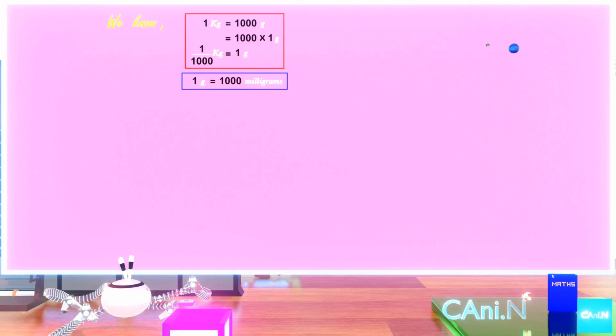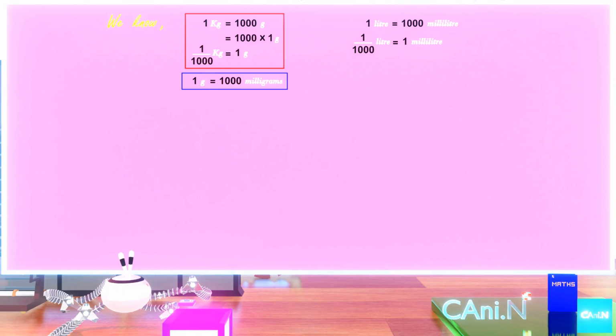We know 1 kilogram equals 1000 grams. Therefore, 1 gram can be written as 1 by 1000 kg. Also, 1 gram equals 1000 milligrams. 1 liter equals 1000 milliliters. So, 1 milliliter can be written as 1 by 1000 liter.